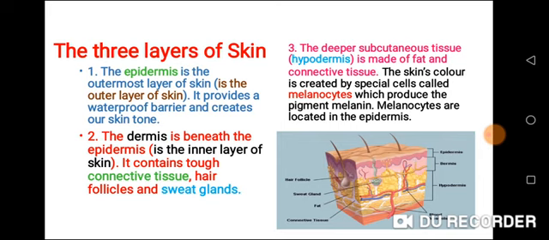Melanocytes are located in the epidermis. So remember that the skin's color is created by special cells called melanocytes, which produce the pigment melanin. And remember that melanin is a dark pigment in the hair and skin.